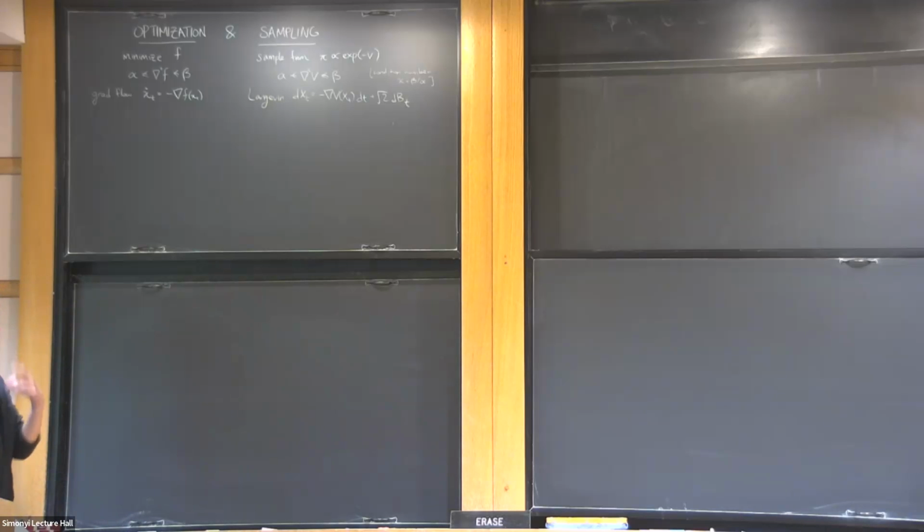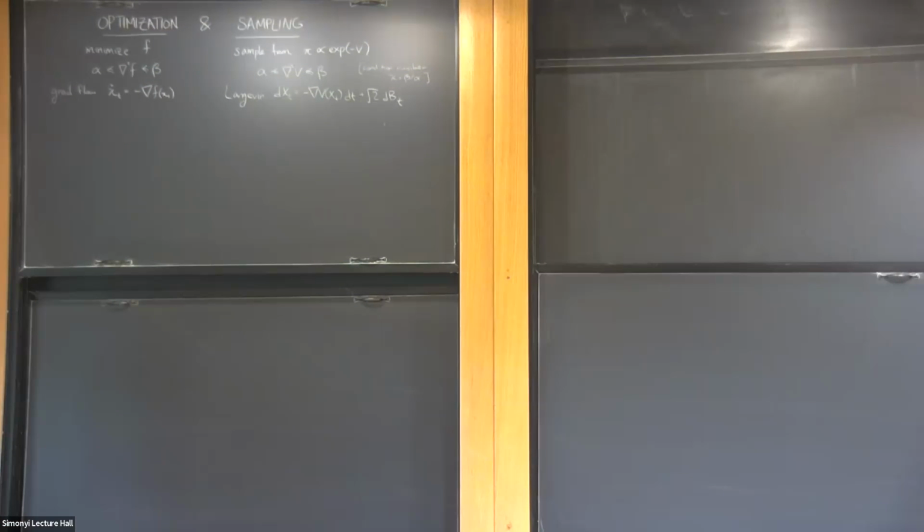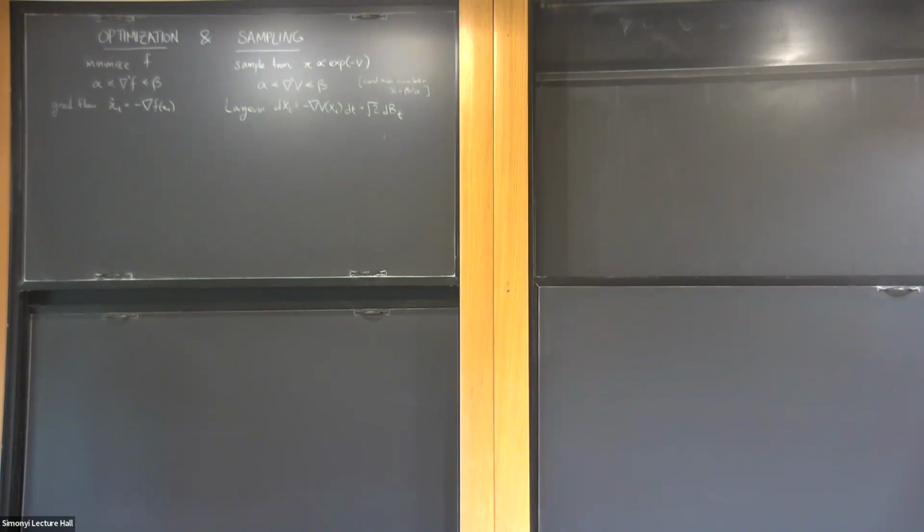But this problem is motivated by sampling, and in particular these connections between the fields of optimization and sampling. So I drew this little analogy up there where in optimization we want to minimize a function f. In sampling, the corresponding problem is to sample from a known density pi, which is of the functional form e to the minus v. In thermodynamics, v is like the potential function.